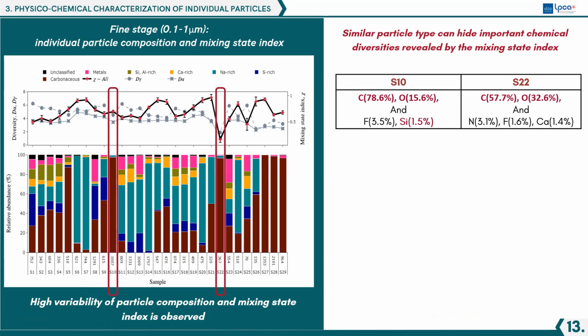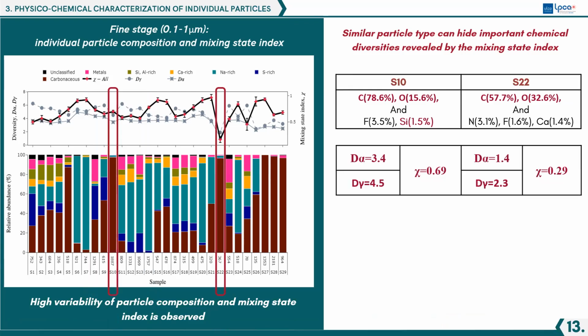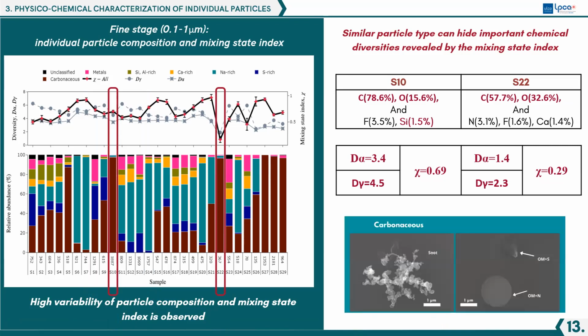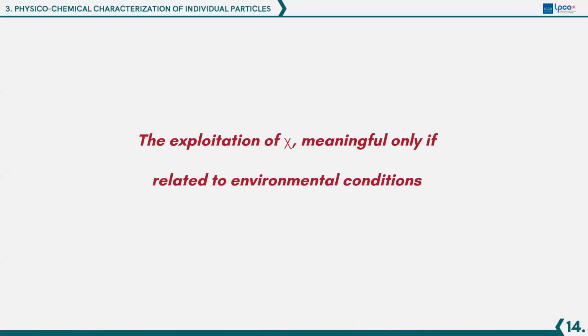The same observation can be made with carbonaceous particles. You have the S10 and S22 samples. We calculated their mixing state index, which are respectively 0.69 and 0.29. And you have the images of these two particles, where the S10 sample is mainly composed of soot, whereas the S22 sample has mainly organic particles. With the mixing state index, you can really differentiate these particles without having to look at the images, which is really time consuming.